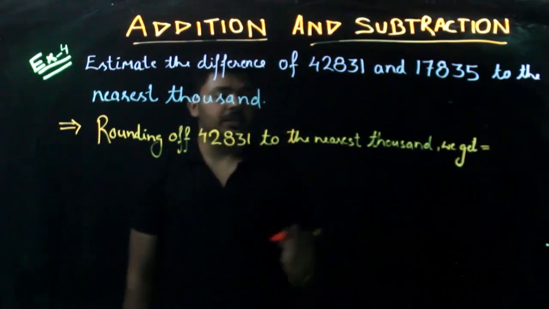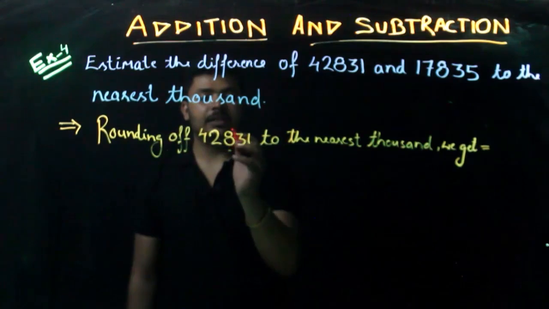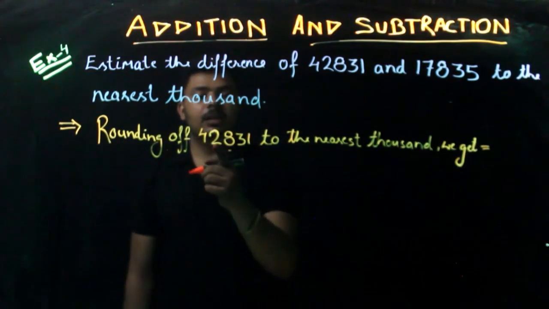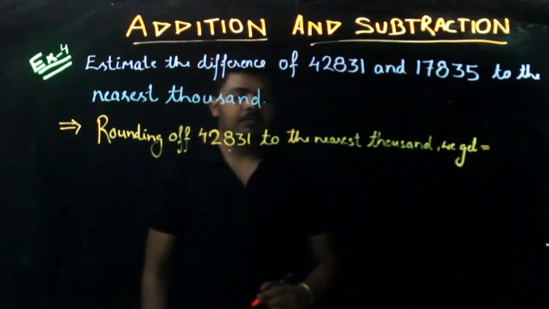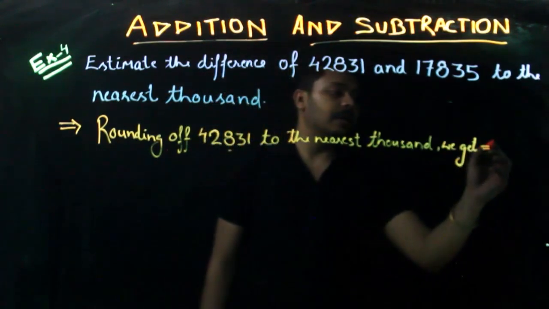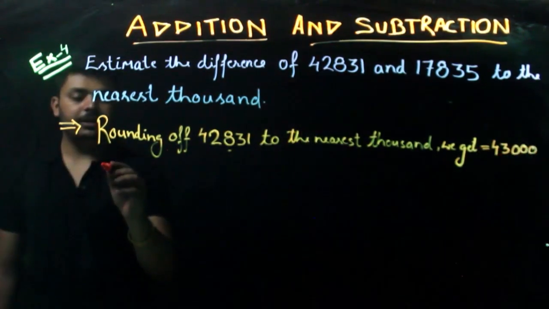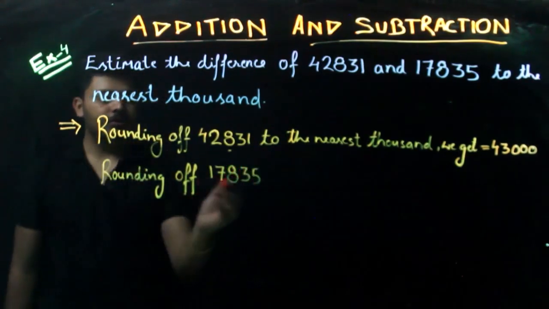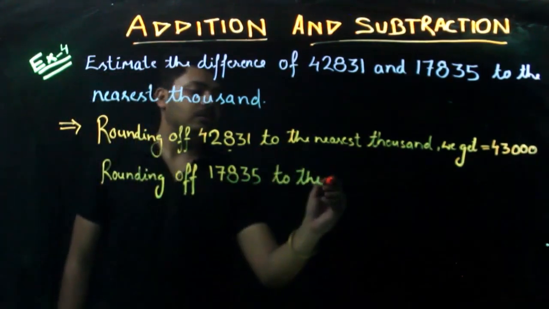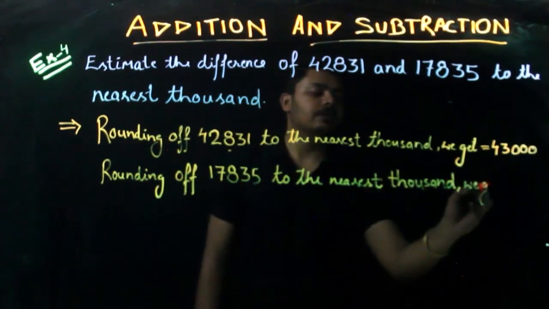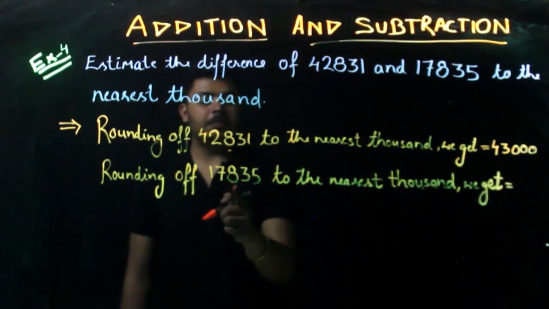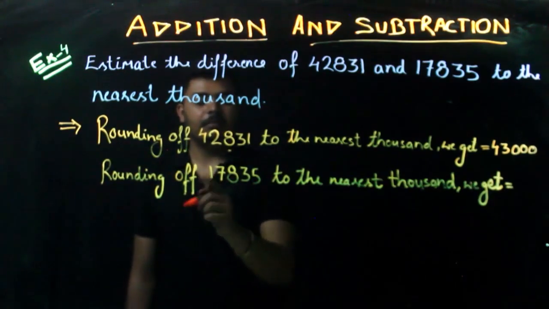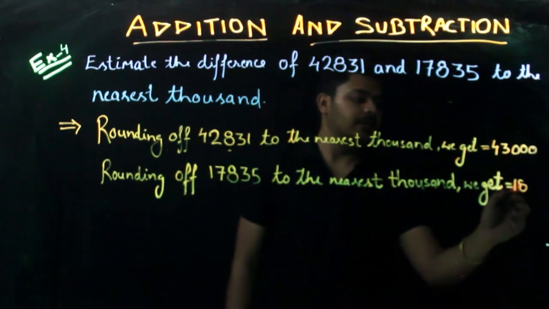So rounding off to the nearest thousand, we need to look at the number in the hundreds place. It is 8, and 8 is greater than 5. So we need to replace the number at the thousands place by 3, that is increasing by 1. So we get 43,000. Similarly, rounding off 17,835 to the nearest thousand, here in the hundreds place we have 8 and it is greater than 5, so we need to increase the thousands place by 1, so it becomes 18,000.